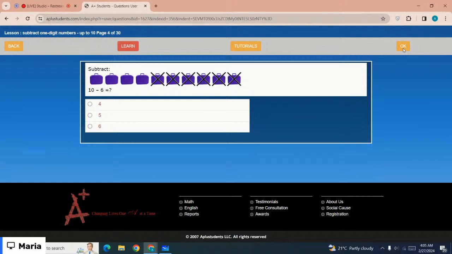The next one is 10 take away 6. So which is the correct option? 10 take away 6 is, yes, very good. The correct option is 4. So 10 take away 6 is 4. Got it?